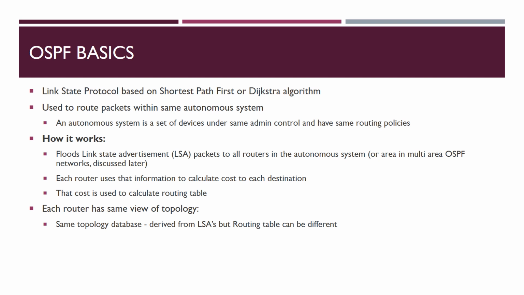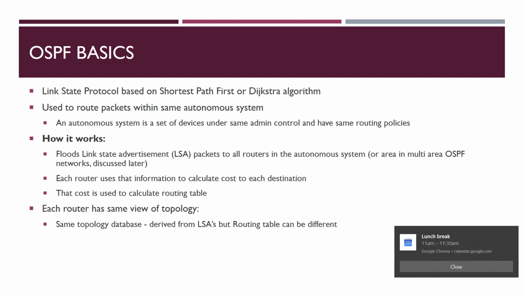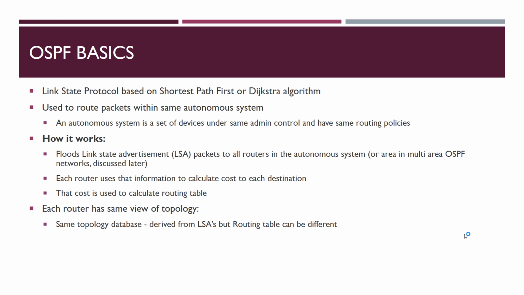The way OSPF works is all the routers configured with OSPF flood link state advertisements to all other routers in the same autonomous system or in the same area if there are more than one areas configured in the OSPF domain. We will discuss OSPF areas in details in upcoming videos. Each router uses that information to calculate cost to each destination. That cost is also used to calculate routing table. So all the routers have same view of the topology.